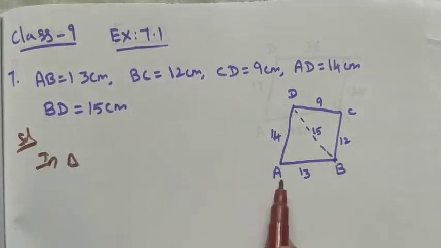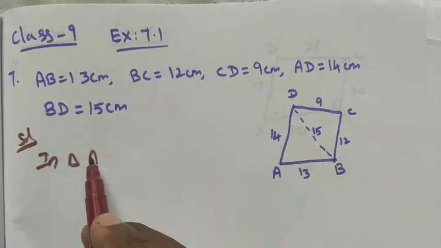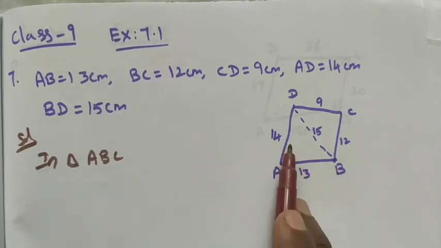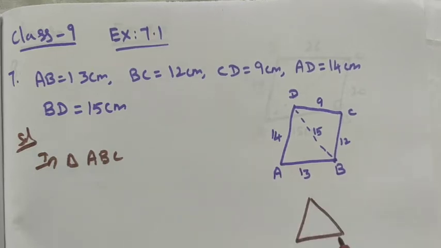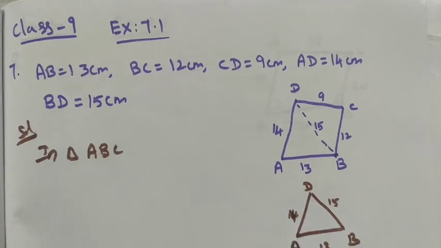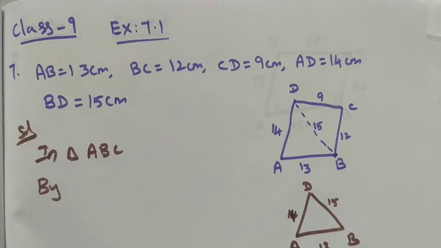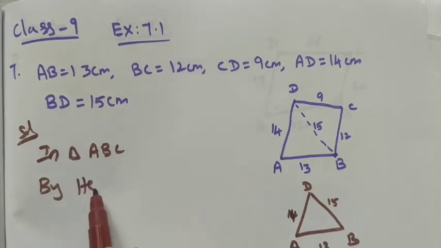In triangle ABD, here we don't know the height of this triangle. Here I am roughly drawing the triangle ABD. This is the triangle of A, B and D. Here we have 15, here we have 13, here we have 14. We don't know the height of this triangle, so by using Heron's formula, we are going to find the area of this triangle.